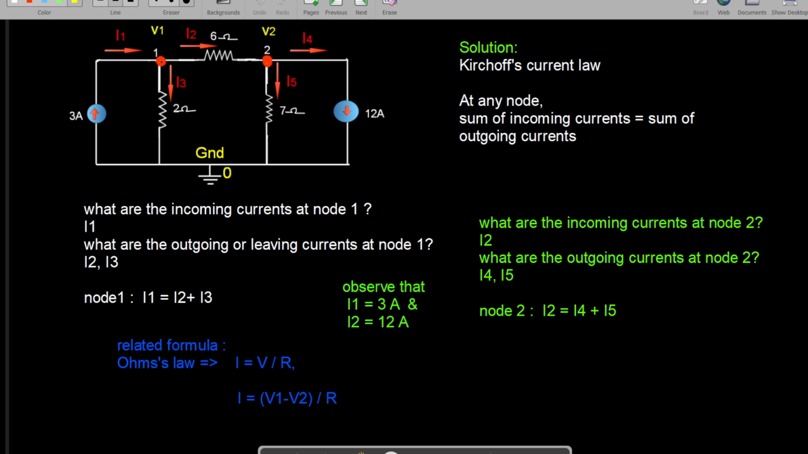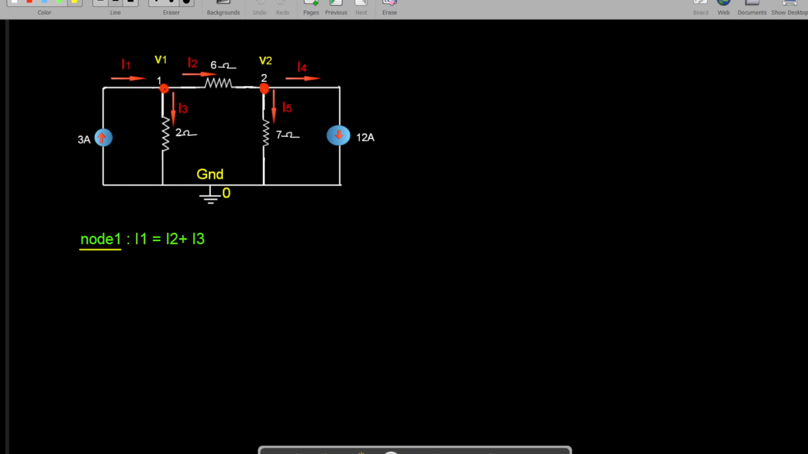And we are going to use Ohm's law as a formula, that I is equal to V by R. Sometimes V is the potential difference, V1 minus V2 by R, like that it comes. Okay. So basic things we know. Now we are going to solve this. So at node 1, I1 is equal to I2 plus I3.